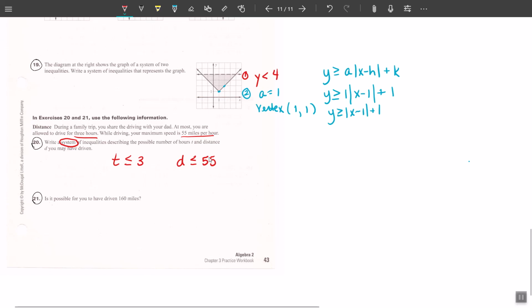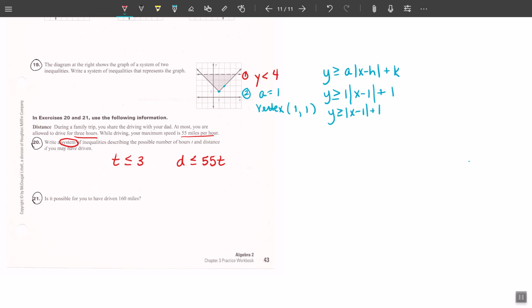But here's how we're going to pull it all together. If you take your 55 miles and you multiply it by how long you drive, which they told you here was t, then you're going to find out how far you drove. So if you drive 55 miles per hour for 2 hours, then you drove 110 miles total. So that's how we're going to pull these two together. These are your two inequalities.